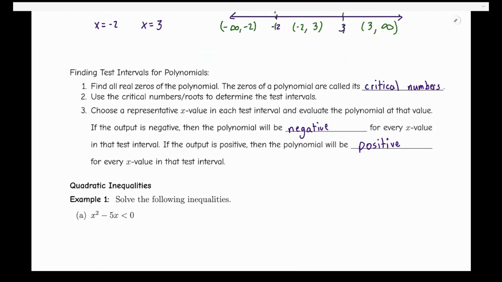Sometimes instead of saying positive and negative, I will say false and true. And instead of saying a representative x value, it is very common to say a test value.